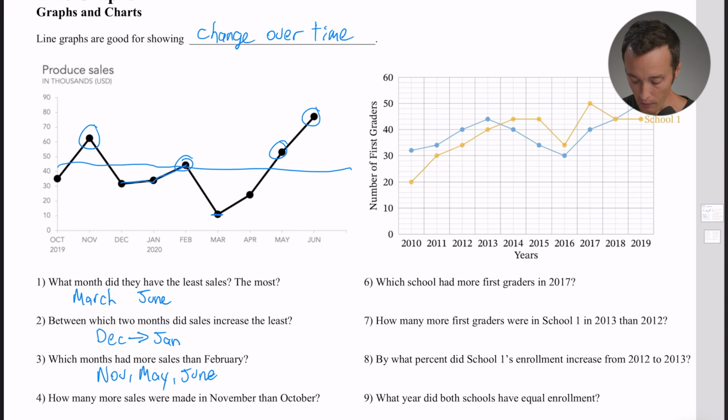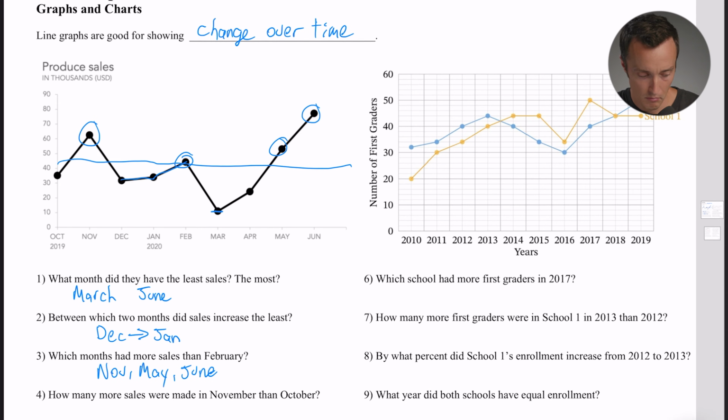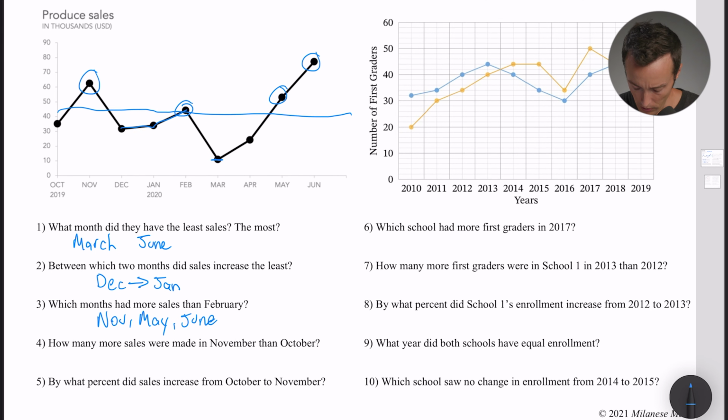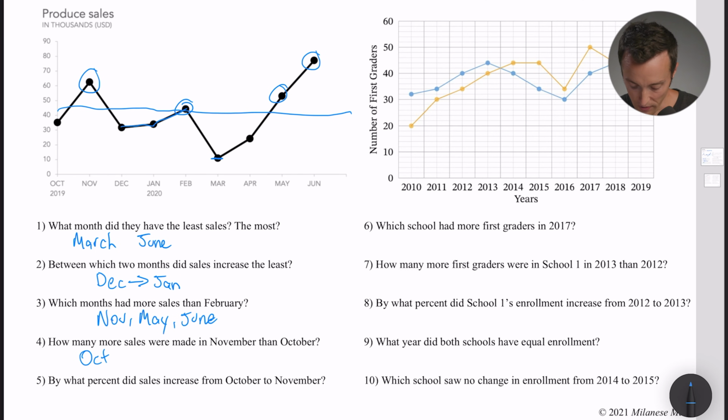How many more sales were made in November than October? Okay, so if you glance at that, I think we need to get 2 numbers. For October, looks like about 35, somewhere around in there. And then in November, what was that number? Somewhere between 60 and 70, let's just call it 65. Okay, so it went from 35 to 65, and they're asking how many more sales were that? Well, if you do the subtraction problem, 65 minus 35, that's going to be about 30. Keep in mind though, this scale is in thousands, so it's really a $30,000 difference. That's much different than 30.